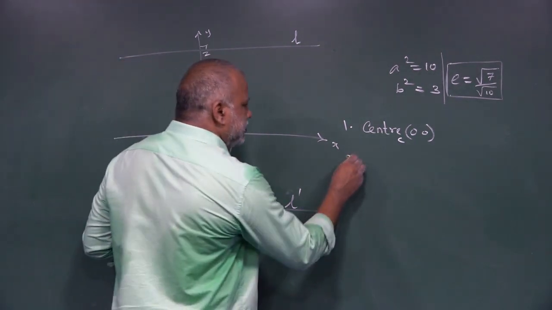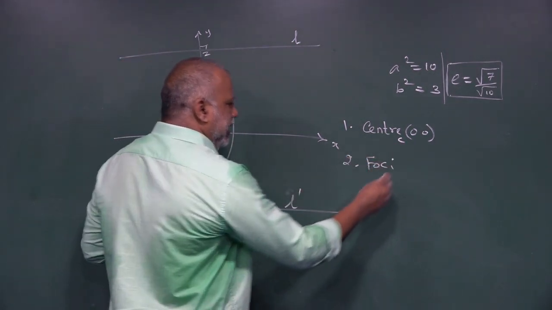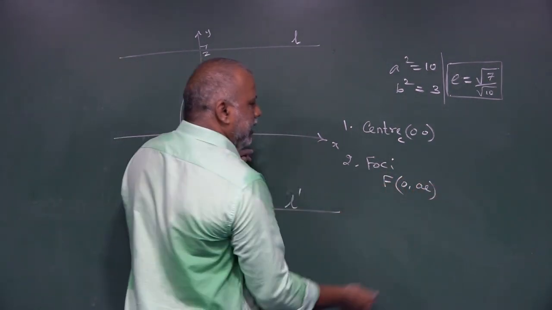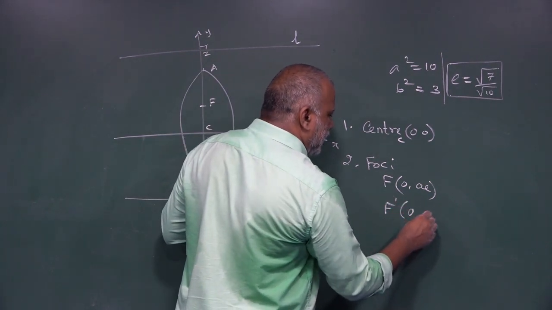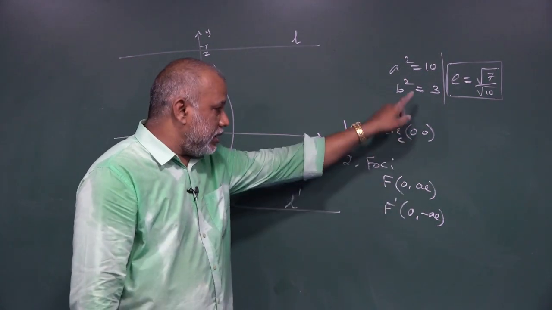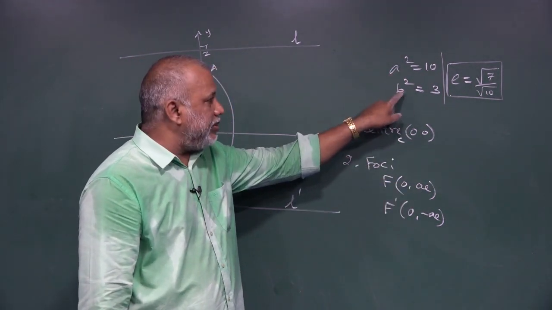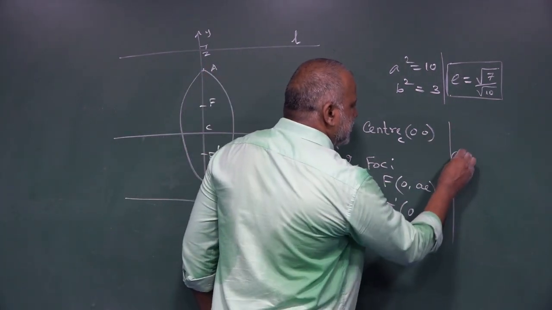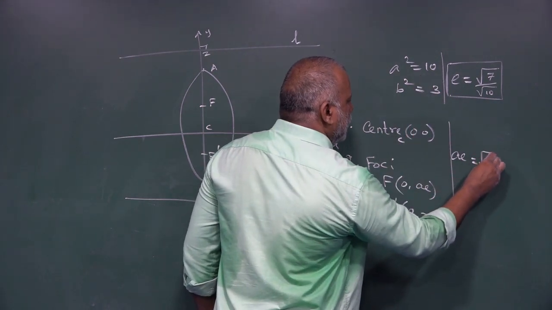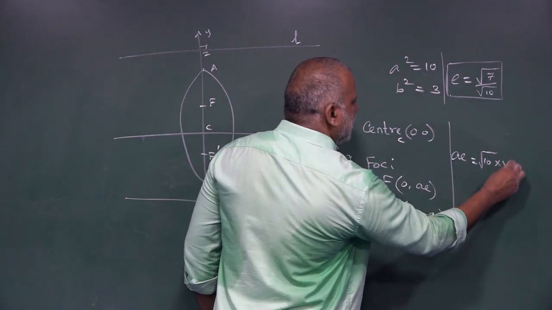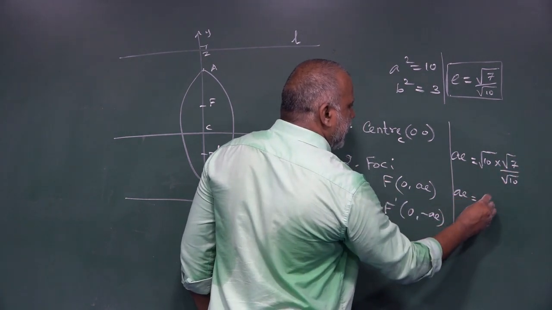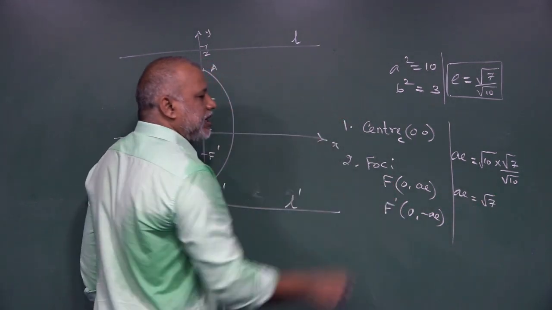Now by the data, we need foci. See here, what is the value of F? F equal to 0, AE. Then F dash must be 0, minus AE. So we need AE. Already we have A squared, B squared, E. See here, A squared equal to 10, A equal to root 10. It is multiplied with root 7 divided by root 10. Root 10 will be removed. So AE equal to root 7. Just substitute the data here.